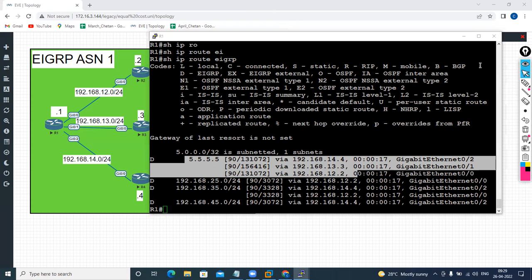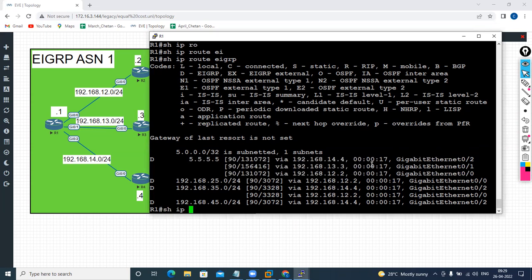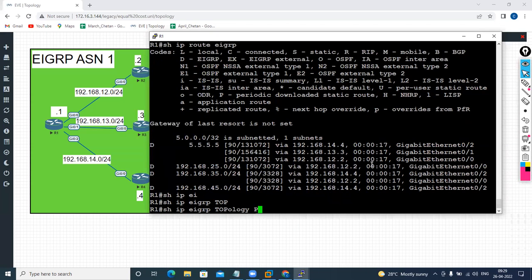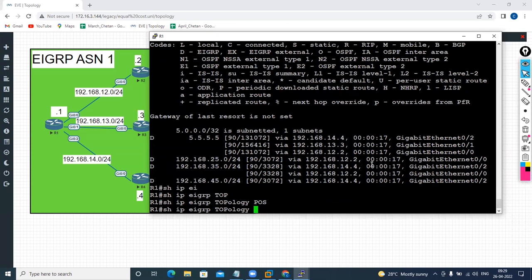Sir, for example, if there was another route and another feasible successor you're talking about? No, meaning if there was another route, and if it did not meet this criteria, it will be a possibility. Okay. I'll show you one more thing. This is not required for you guys, but we have one more command. Show IP EIGRP topology. We have possible routes.